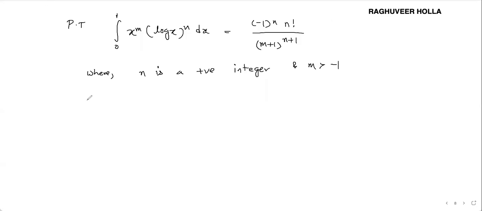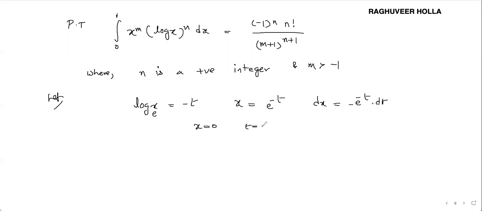Now let us prove this. Okay. Now consider log of x to the base e as minus t, so that x will be e to the power of minus t. So dx will be minus e to the power of minus t into dt. When x is 0, t is infinity. When x is 1, t is equal to 0.